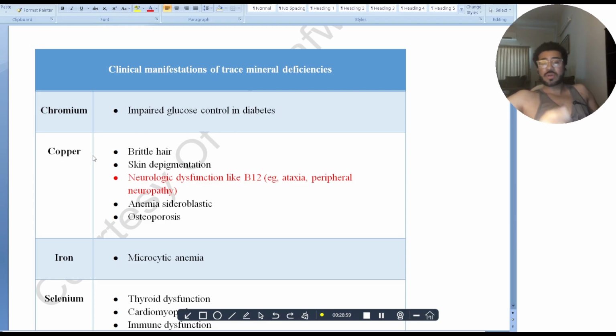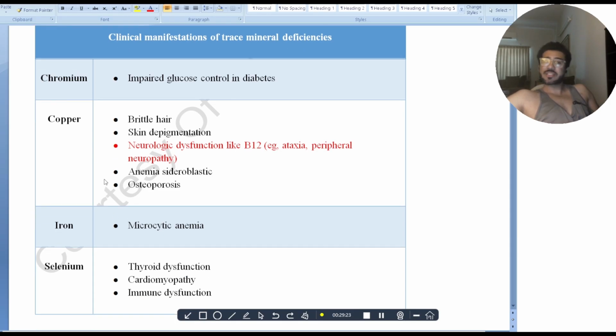For example, bowel diseases like ulcerative colitis would not be included because it does not involve the small bowel. Diseases that include the small bowel, such as celiac or Crohn's disease that involve the ileum and jejunum, along with parenteral nutrition, can lead to these trace mineral deficiencies.